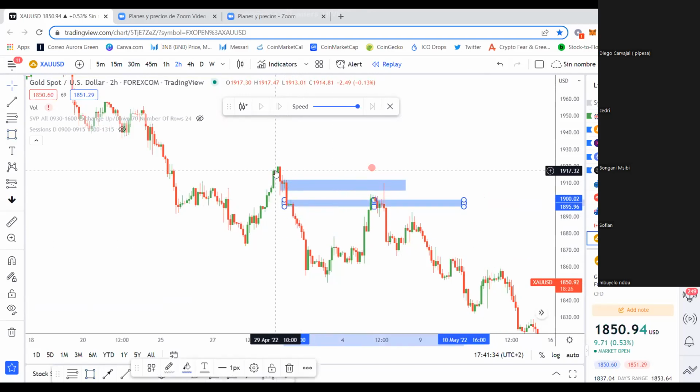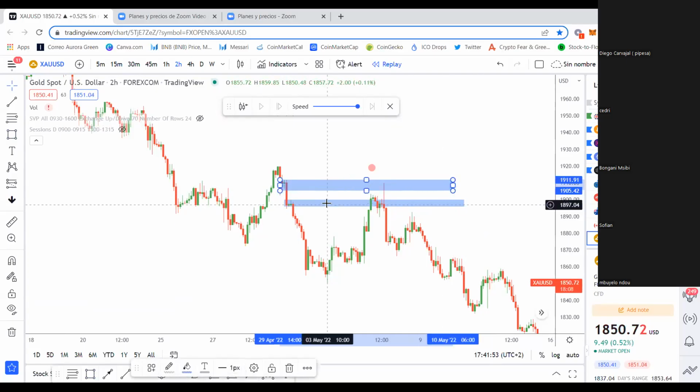This is also a supply zone up here. Rally, base, drop. This is also a supply zone. But visually, these ones are much more appealing, and this formation gives birth to much better supply and demand zones.